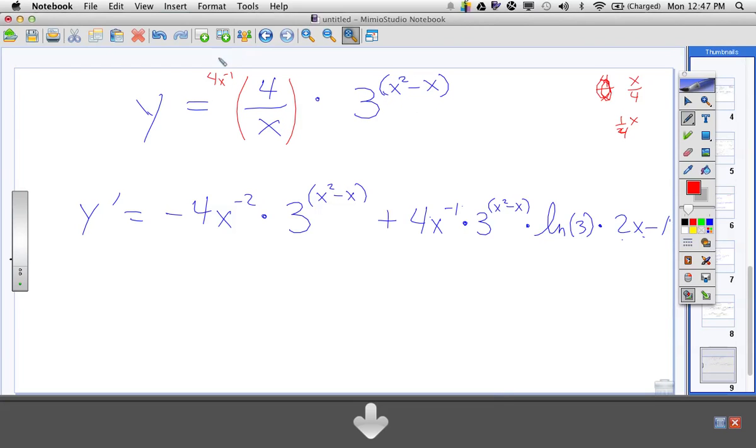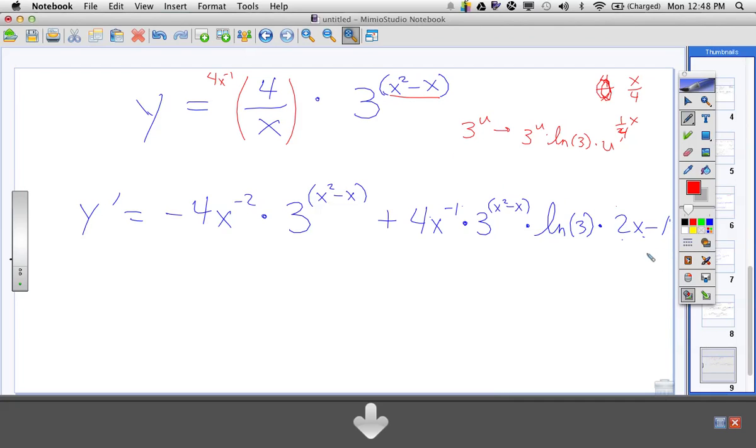So that's a power rule. So the derivative first would be that. Leave this alone, plus this left alone. Now the derivative of this. The rule for 3 to the u is 3 to the u times ln 3 times u prime. So 3 to the u would just be that, times the ln 3, times the derivative of the inside.